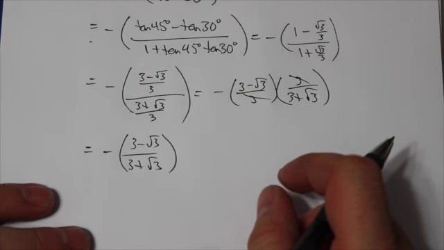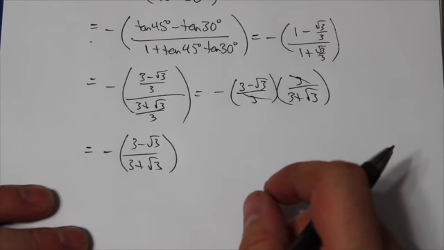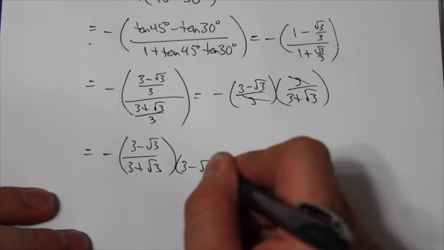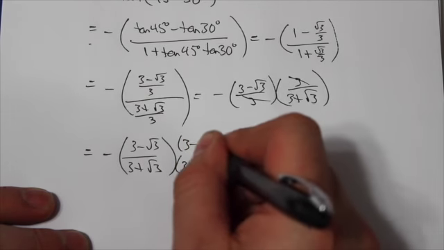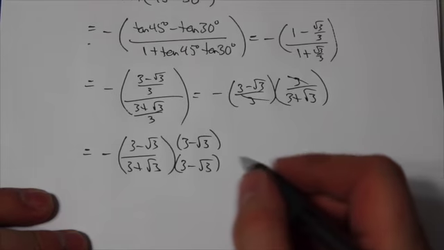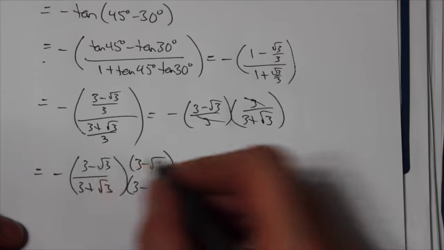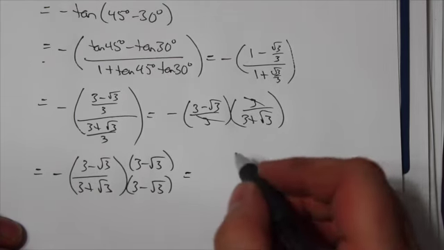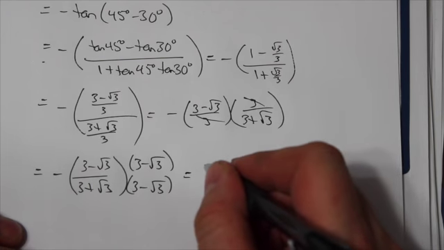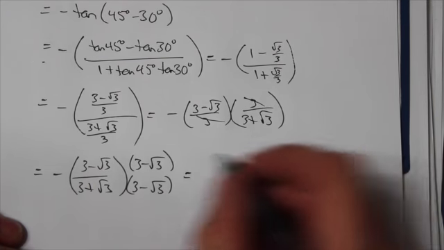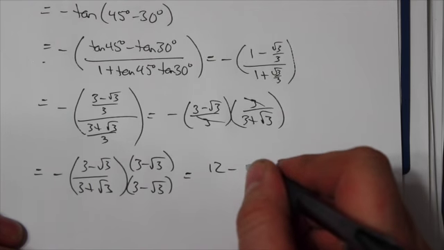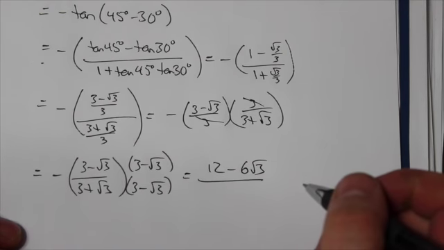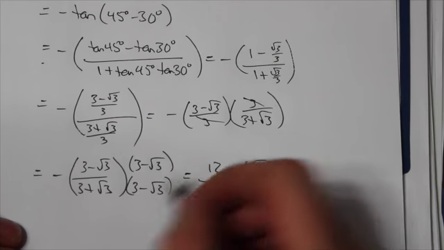I would love to be able to look you in the eye and say that that's as far as you'd be expected to go, but you'd probably be expected to rationalize this, which means we have to multiply the denominator by 3 minus root 3, and so we have to multiply the numerator by 3 minus root 3 as well. Let's multiply that out. The numerator is 9 minus 3 root 3 minus 3 root 3 plus 3, so it's going to be 12 minus 6 root 3, all over. Down here this is going to be quite pretty: 9 minus 3, so just 6.